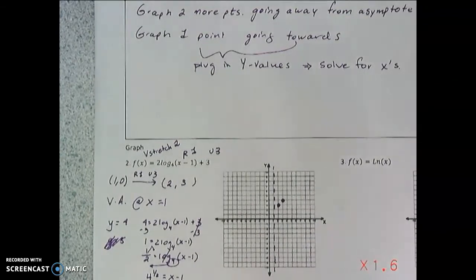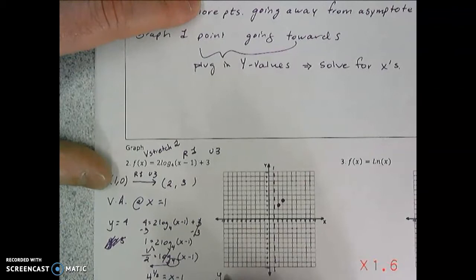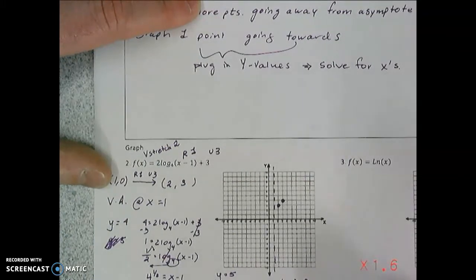We can do that more times if we really wanted to. I don't want to make this video take super long, but I guess we can. Let's plug in y equals 5. So 5 equals 2 log base 4 of (x minus 1) plus 3. We get the log by itself: subtract 3, divide by 2. We get 1 equals log base 4 of (x minus 1). We slide, pop, and drop the log, and we get x equals 5.